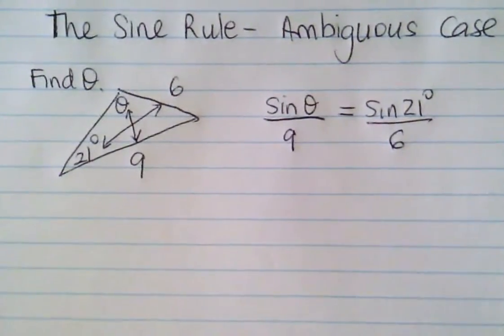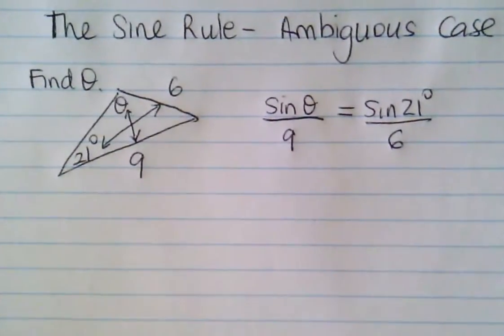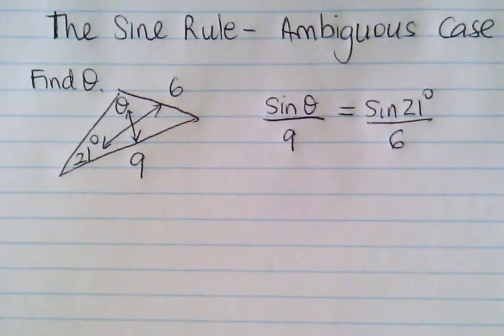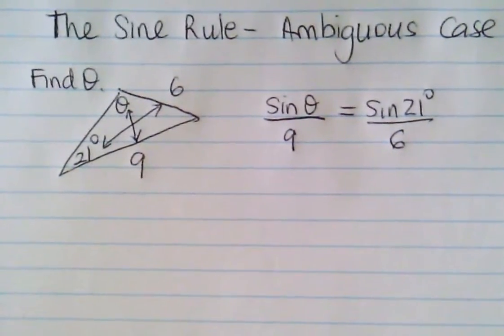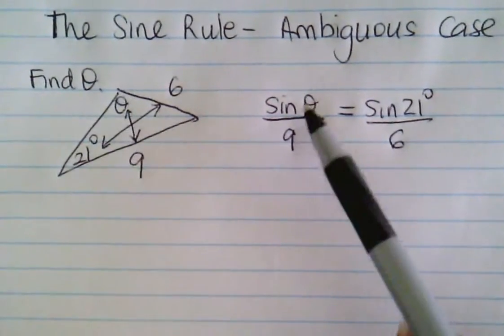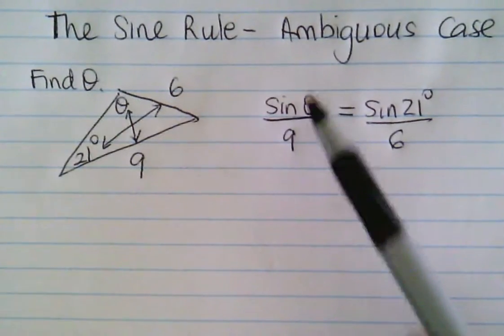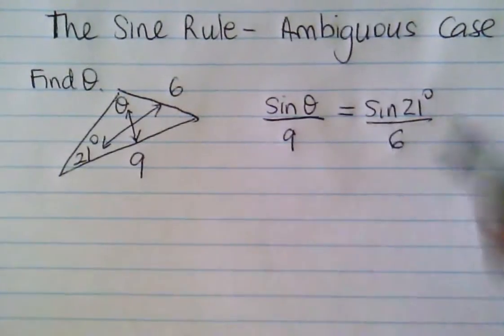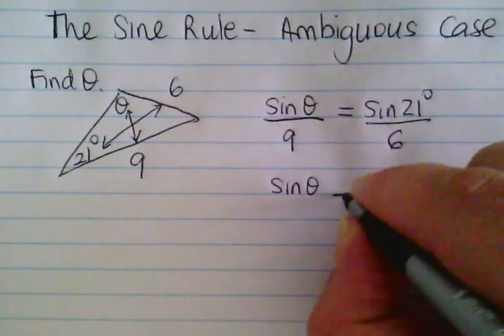Okay? So this is what we've done so far. Remember the sine rule is the following. We've got A over sine A equals B over sine B, or we can flip it: sine A on A equals sine B on B. If I'm finding the angle, I use the sine angle over the side length. Do you remember that?